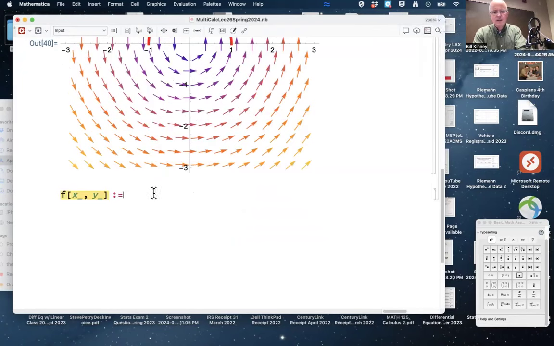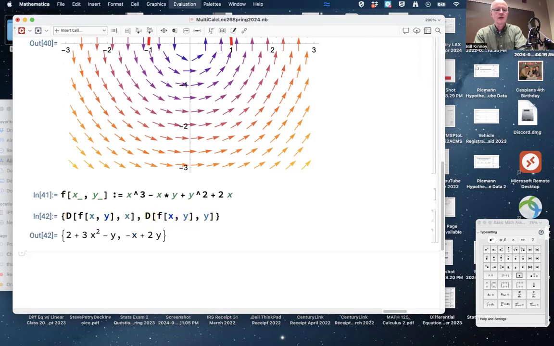Let me create a somewhat random looking function, x squared minus x times y plus y squared, say. No, let's add a plus 2x in there for good measure. There's a typical looking multivariable function that in the past we have optimized and integrated. What's its gradient? It's that. We could think of that gradient vector as being a vector field.